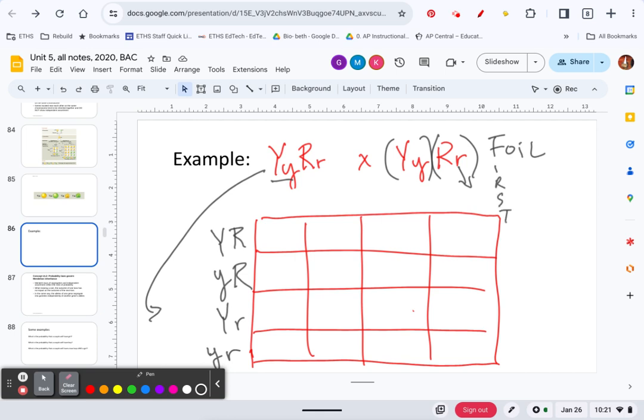first, outside, inner, and last. So you put parentheses around your Y's and around your R's, like I did here.